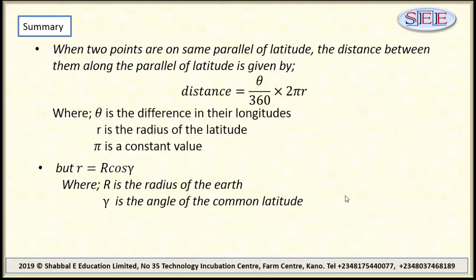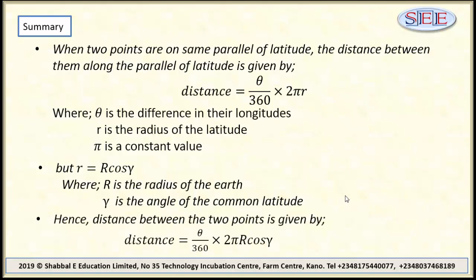But the problem is that not every latitude has its radius given in the question. So we have to rewrite an expression in terms of the radius of the earth that is equal to the radius of any latitude. You have learned that the expression small letter r is given by the formula capital letter R cos gamma, where capital letter R is the radius of the earth and gamma is the angle of that common latitude. Hence, we can now rewrite the formula above.